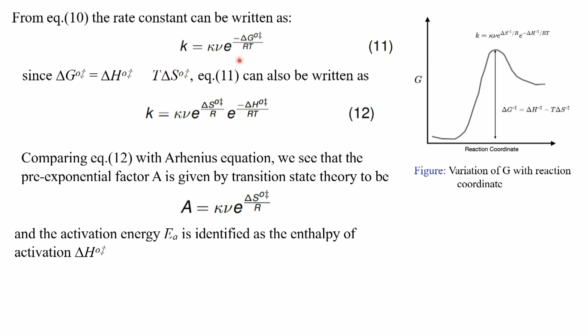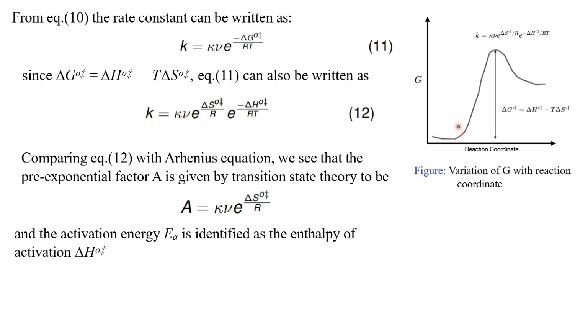So if we substitute the value of delta G naught in equation 11, we get k equals kappa nu e to the delta S naught by R, times e to the minus delta H naught by RT. Now, if you compare equation 12 with the Arrhenius equation, we see that the pre-exponential factor A given by transition state theory is kappa nu e to the delta S naught by R. The activation energy Ea is identified as the enthalpy of activation, delta H naught.